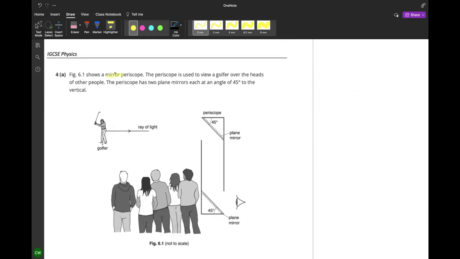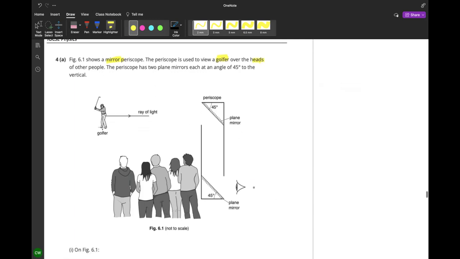The mirror, periscope. The periscope is used to view over the head of the people. So you are here, just a small boy. You are not tall enough to see people play golf. So you design something like this. So how do you make it? You have to see this reflection.